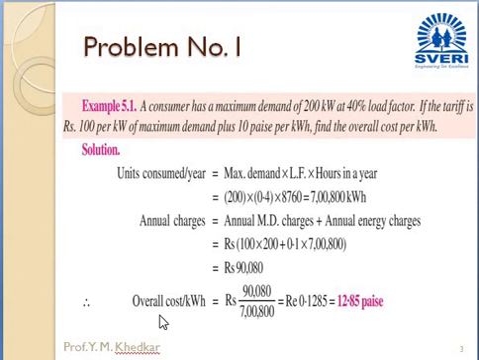Therefore overall cost per kilowatt hour, or overall cost per unit, or the flat rate, is equal to annual charges divided by total number of units. So annual charges are 90,080 rupees divided by the units consumed, 7,800,000. It will give you the value rupees 0.1285. It means it will be 12.85 paise.